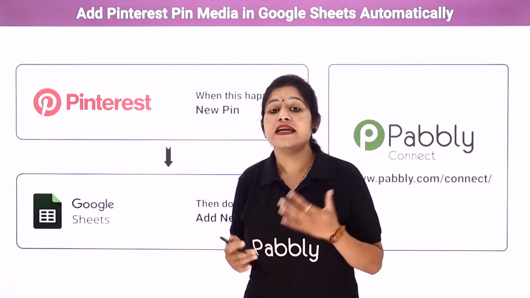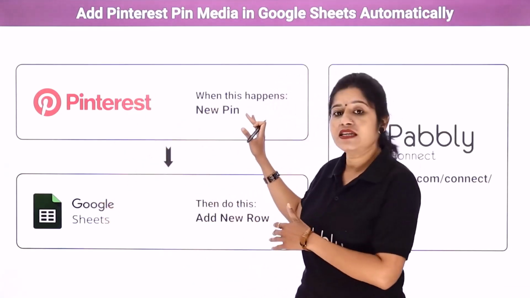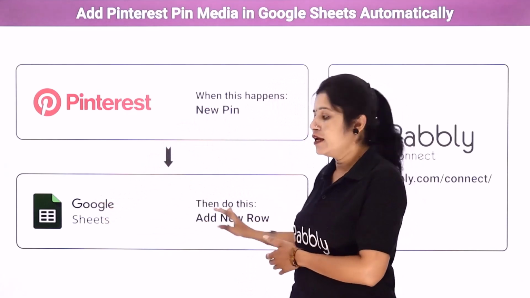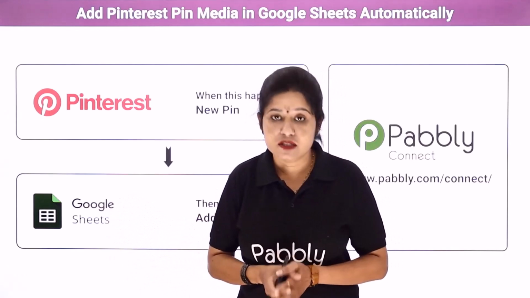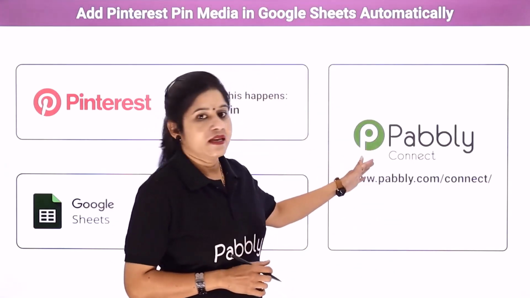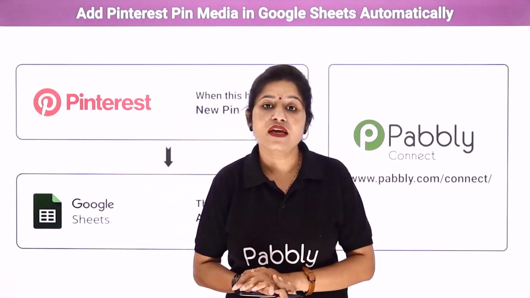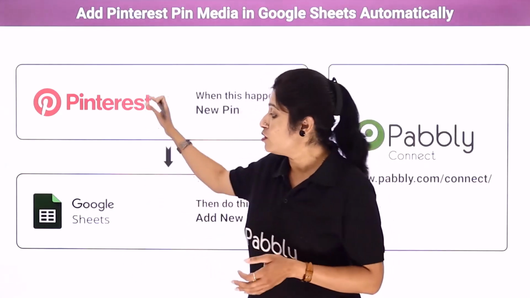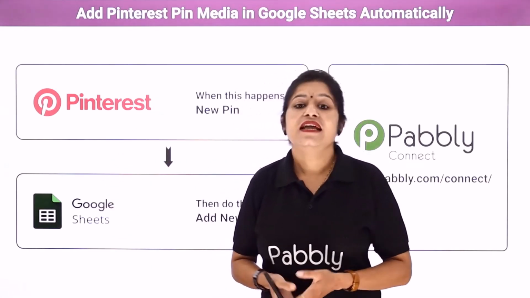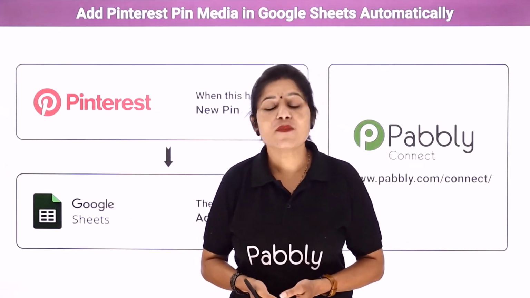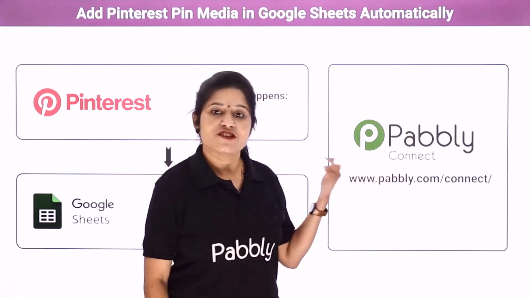For this, we need to create a connection between Pinterest and Google Sheets so that whenever a new pin is created, its details are recorded into your Google Sheets. So in order to create a connection, we are going to use a software application named Pabbly Connect. Basically, Pabbly Connect is an automation and integration software which will help us in integrating both these software applications automatically. The best part here is it doesn't require any coding skills or programming knowledge. Even a non-technical person can use this software application very easily.